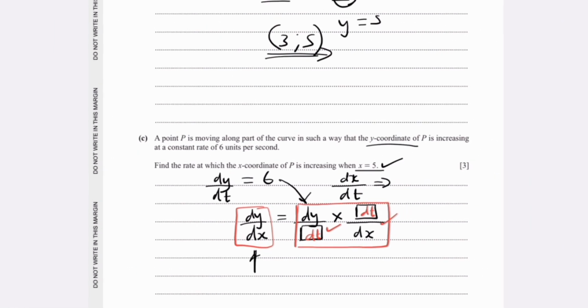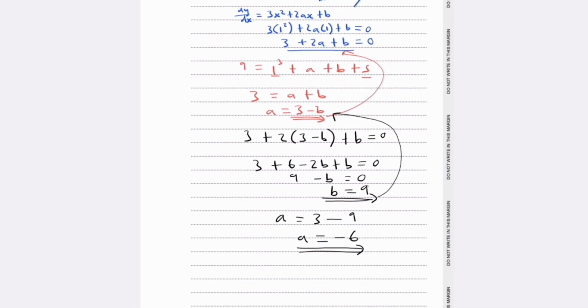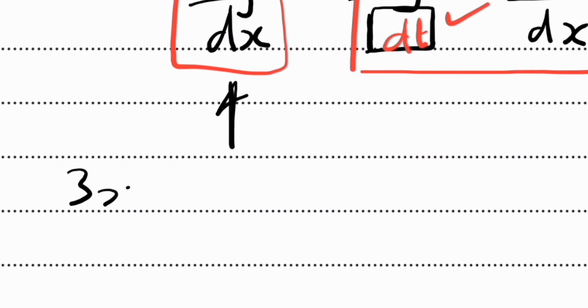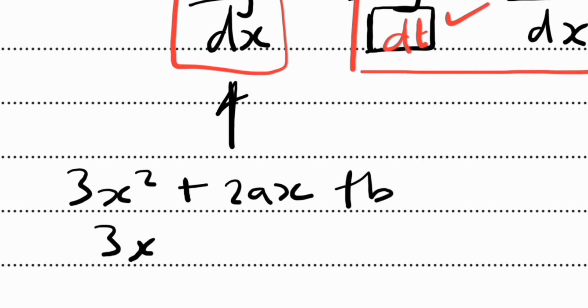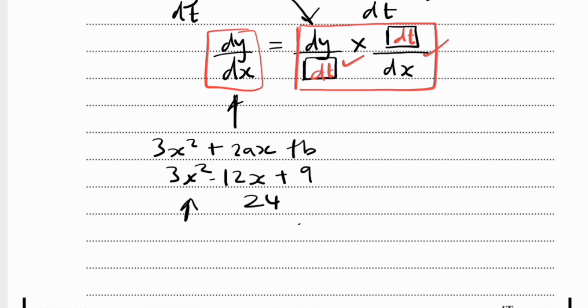And so our dy/dx was 3x squared plus 2ax plus b. So 3x squared minus 12x plus 9. And substituting 5 here, 3 times 25 minus 12 times 5 plus 9. You get 24. So when x equals 5, dy/dx is 24.